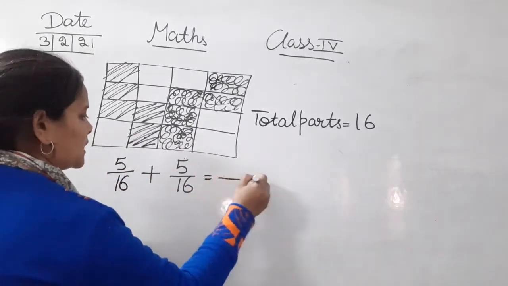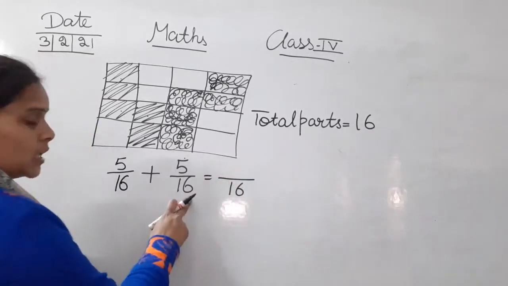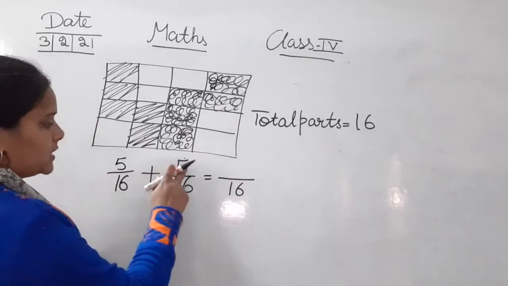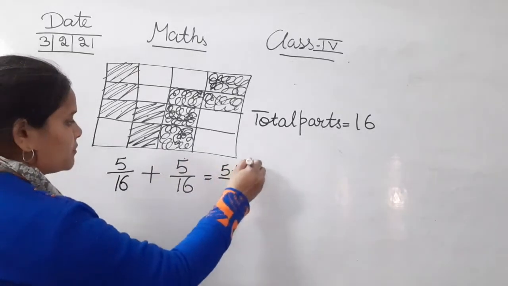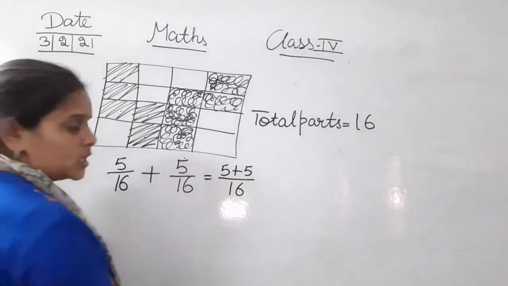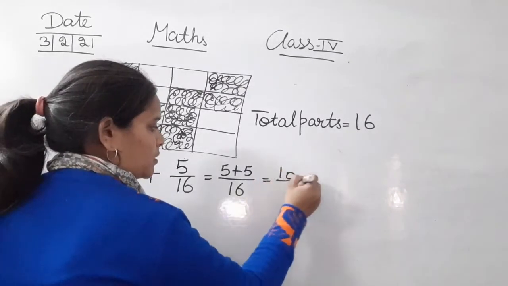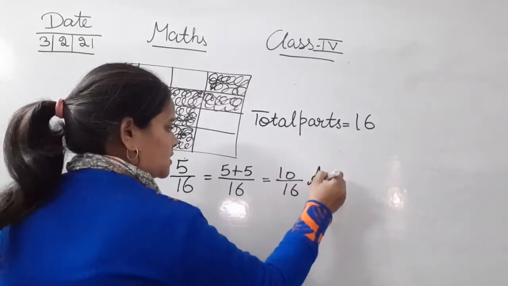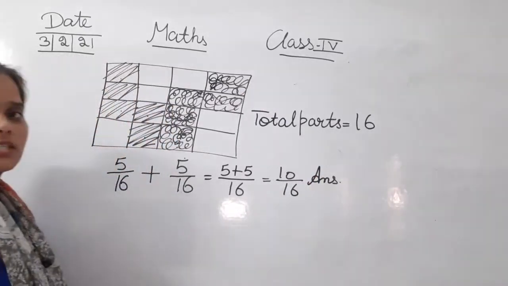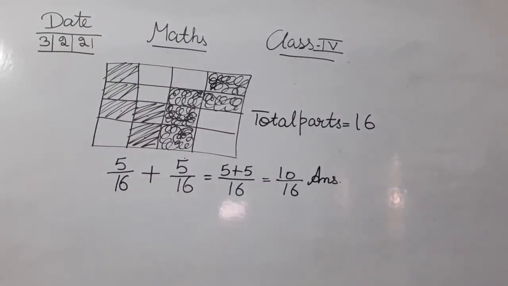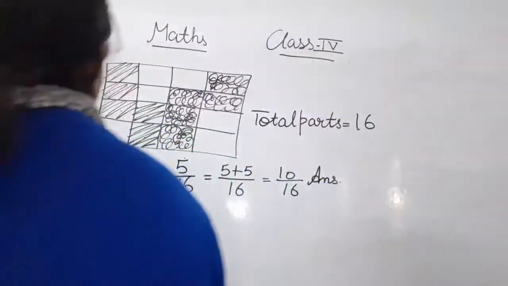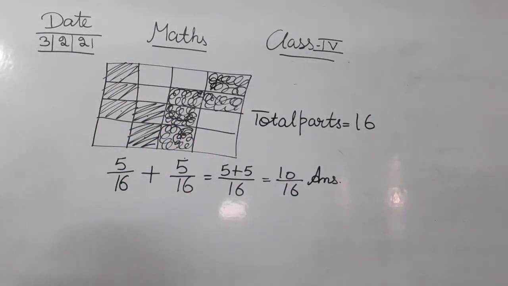Let's take the common denominator 16, as they both have it. Now add both numerators, that is 5 plus 5 is equal to 10 upon 16. This is the answer. So the shaded portion of the given figure is 10 upon 16. This is how you are going to add the shaded part of any given pattern.